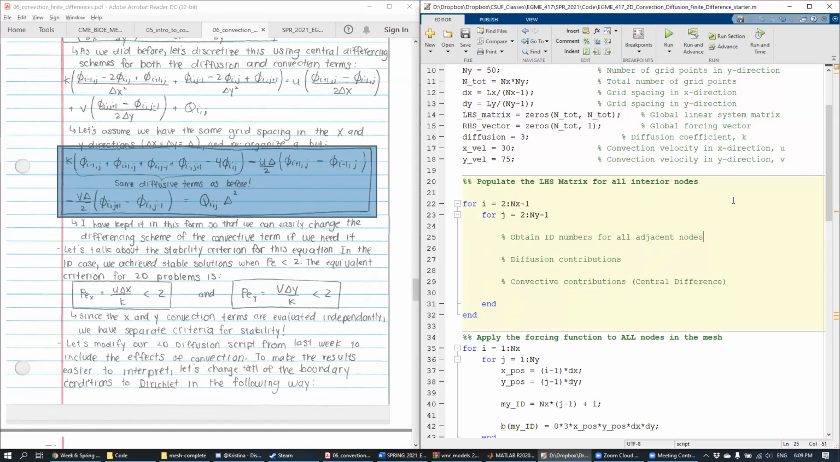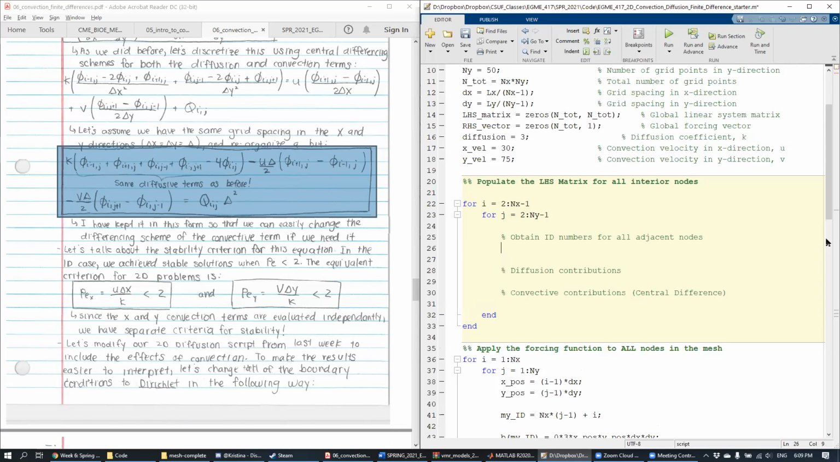And so we're going to have 5 lines of code to write here. We need to compute the ID numbers for this node: the ID number for our left neighbor, our right neighbor, our upper neighbor, and our lower neighbor. For this, just like we did for diffusion, we're going to use our ID equation. My ID is equal to nx times (j minus 1) plus i. That's our equation for my ID.